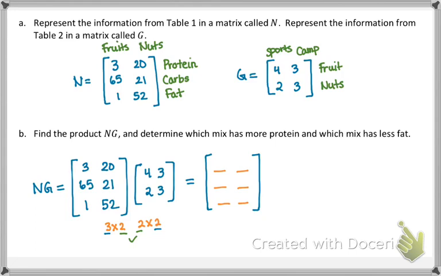So, multiplying, I have the first element, first row, first column. That's 3 times 4 is 12. 20 times 2 is 40. 12 plus 40 is 52. Okay, second element, first row, second column. That's 3 times 3 is 9. 20 times 3 is 60. 9 plus 60 is 69.